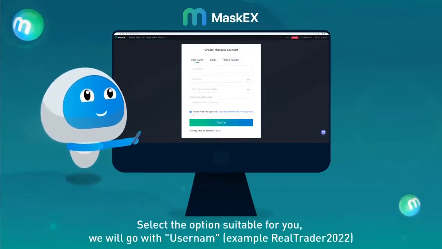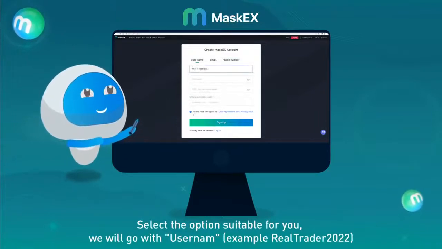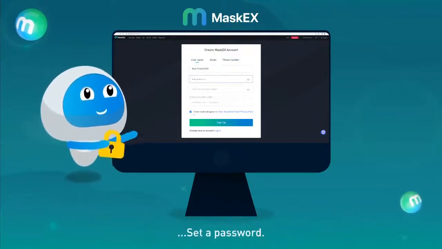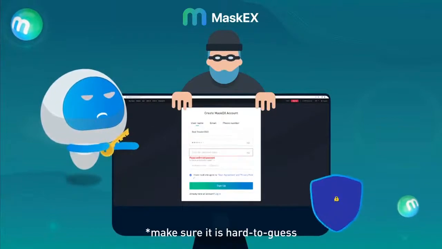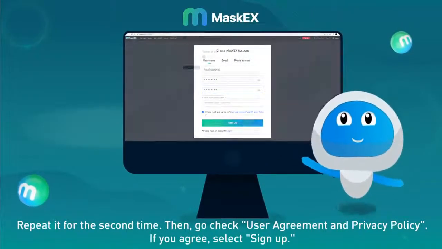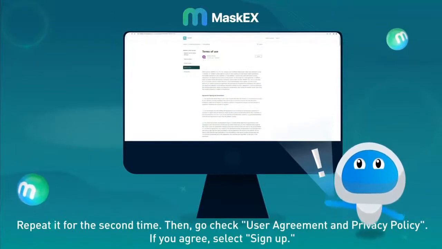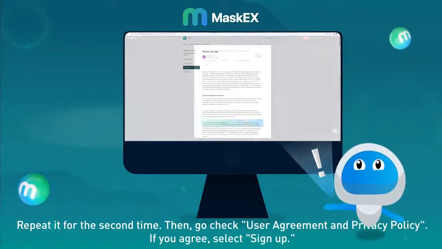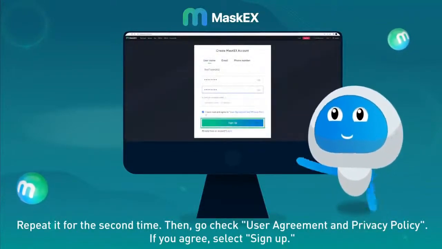We will go with username, example Real Trader 2022. Set a password. Make sure it is hard to guess. Repeat it for the second time. Then go check the user agreement and privacy policy. If you agree, select sign up.